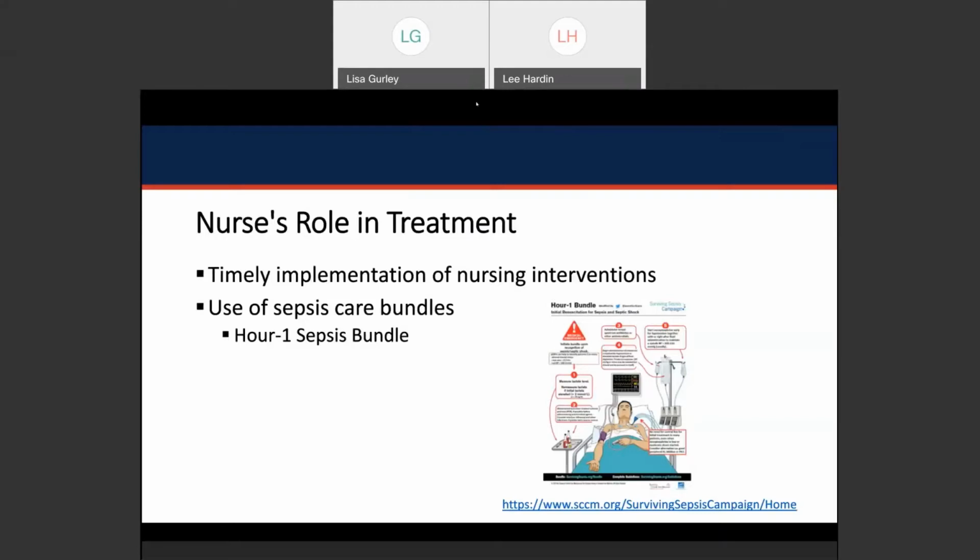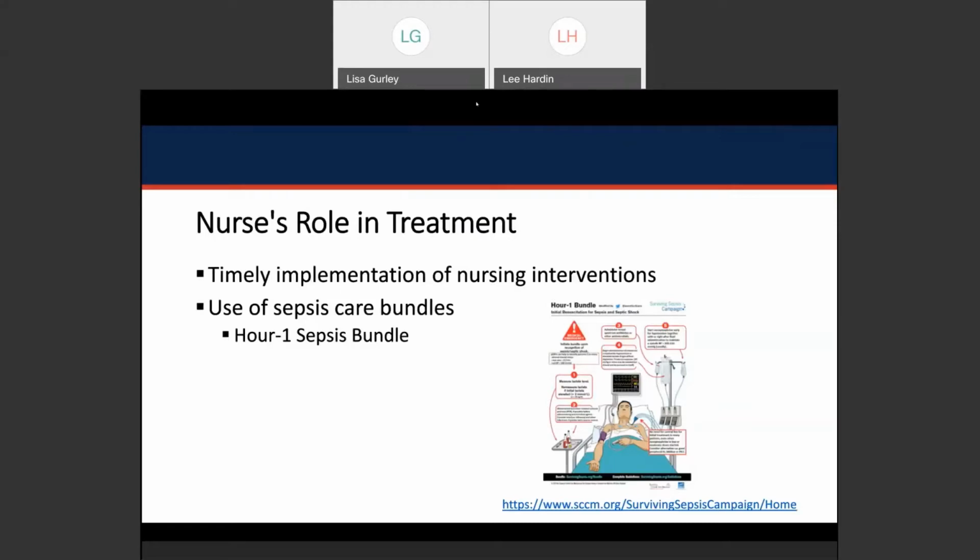The nurse's role in treating sepsis is to minimize the time between recognition of sepsis and treatment. Therefore, early recognition is the first step. During this presentation, we're focusing on nursing interventions to implement during that first hour of treatment.